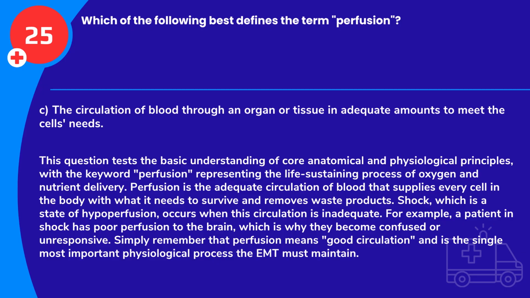Perfusion is the adequate circulation of blood that supplies every cell in the body with what it needs to survive and removes waste products. Shock, which is a state of hypoperfusion, occurs when this circulation is inadequate. For example, a patient in shock has poor perfusion to the brain, which is why they become confused or unresponsive. Simply remember that perfusion means good circulation and is the single most important physiological process the EMT must maintain.